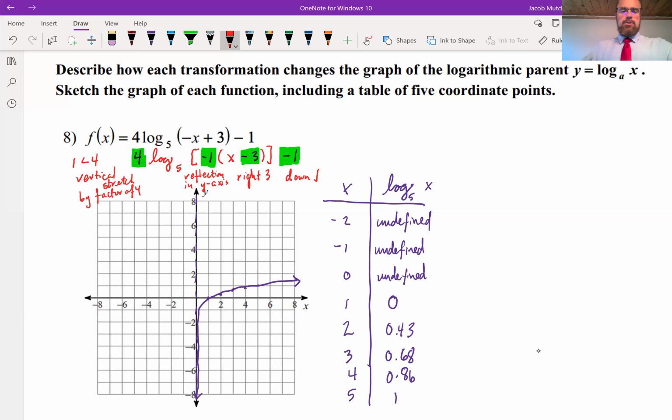So if I were to sketch this one, the vertical asymptote should move to the right 3. We're going to flip around that asymptote. So the graph will be on the left side because of my reflection in the y-axis. It'll be all moved down one and then stretched by a factor of 4. So if I could predict what this looks like, something like so. But again, we want to prove it. So let's create our table.